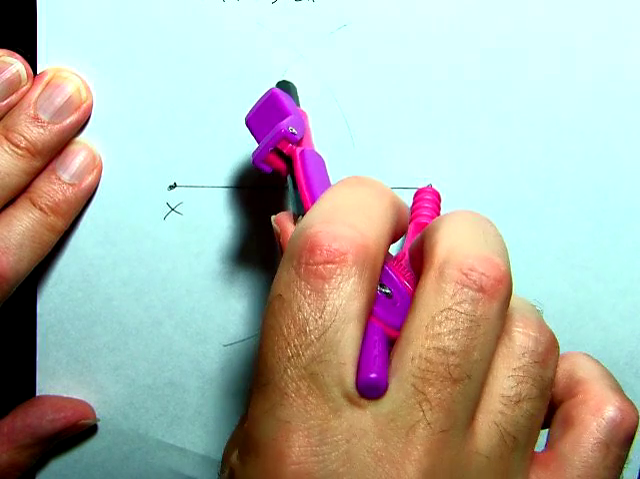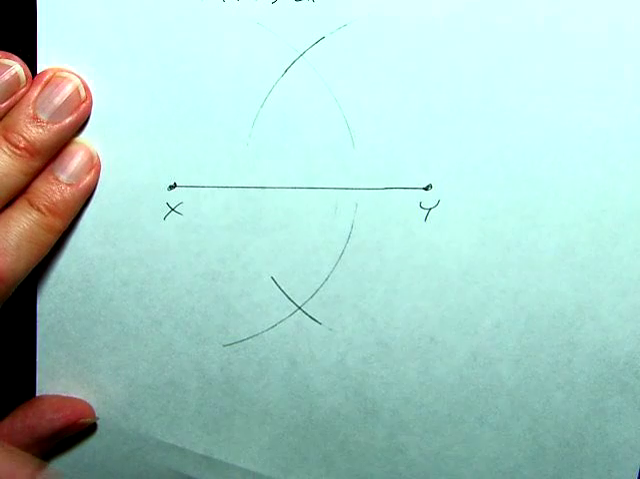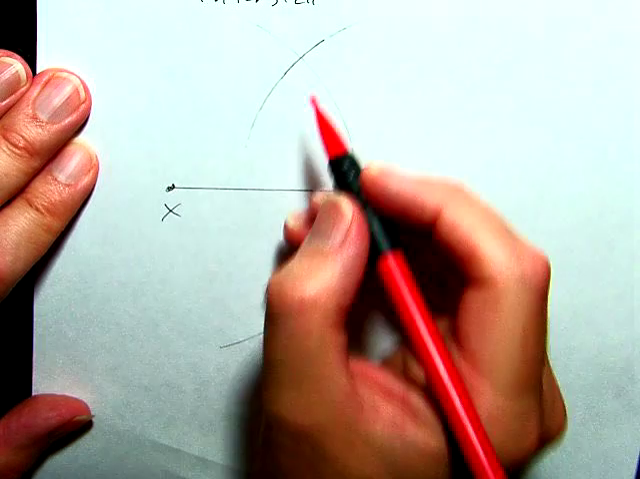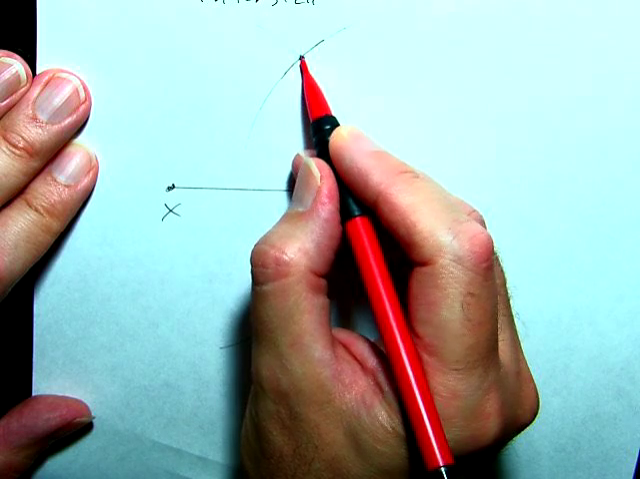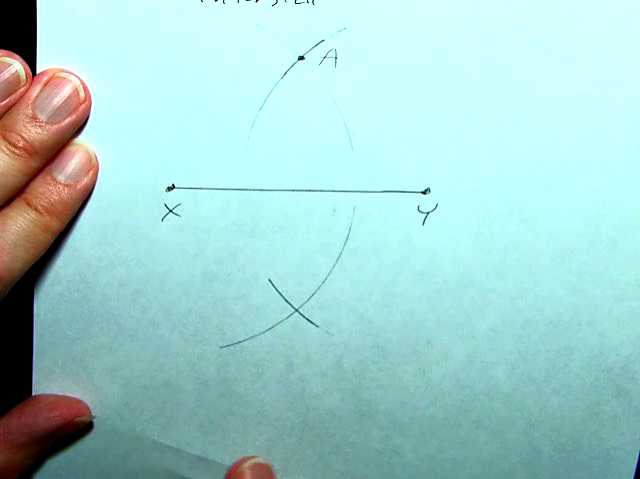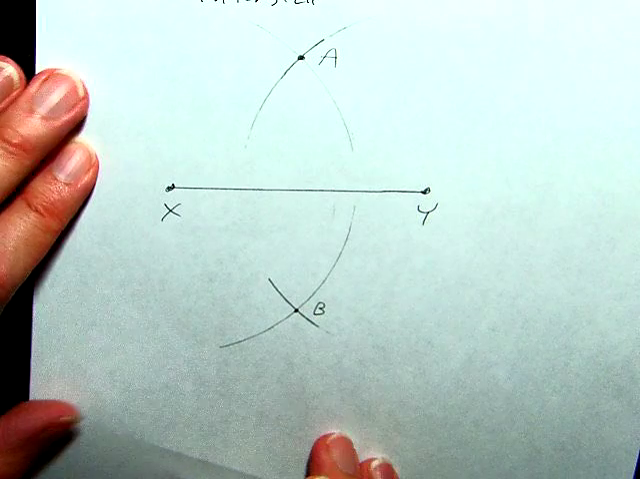I want to make this a little bit darker where they cross so you'll be able to see it. Now I'm done with that part. Now I'm going to take the two points where these arcs cross, one point here, I'm going to label it point A, and then I'm going to take the point where the arcs cross below the line, and label it point B.